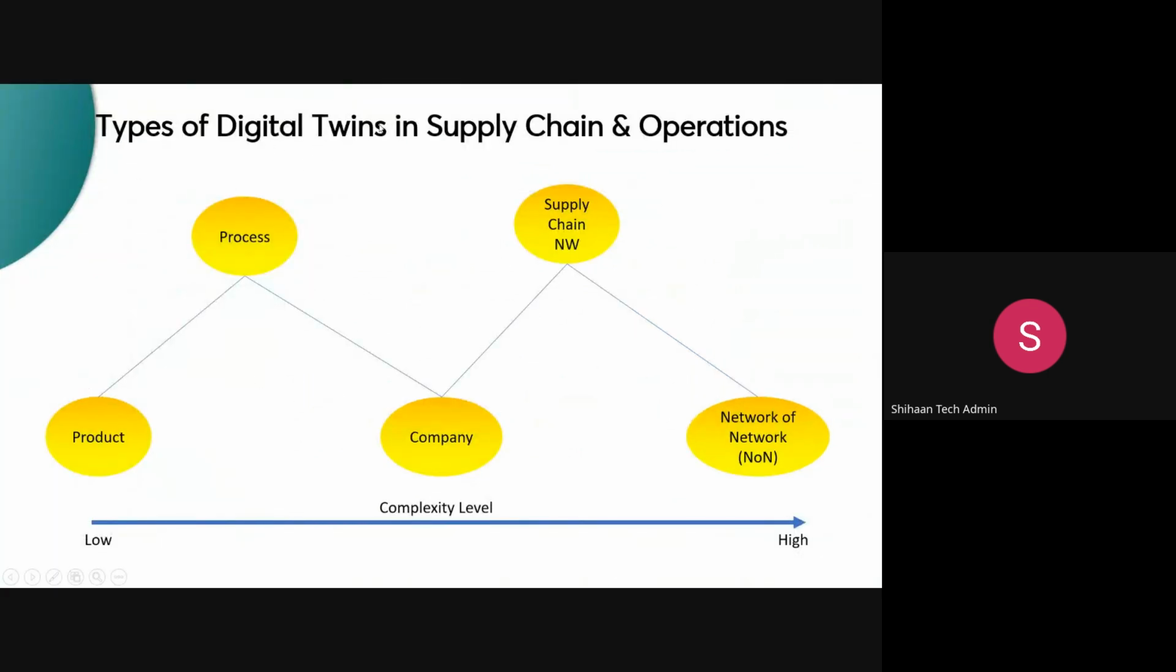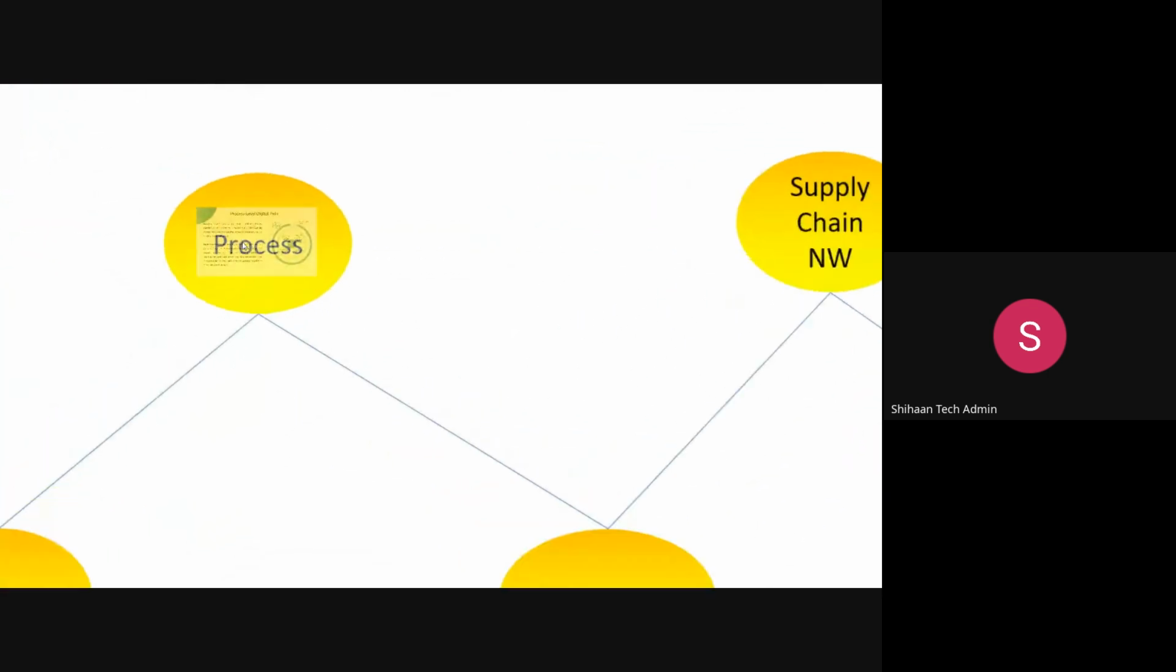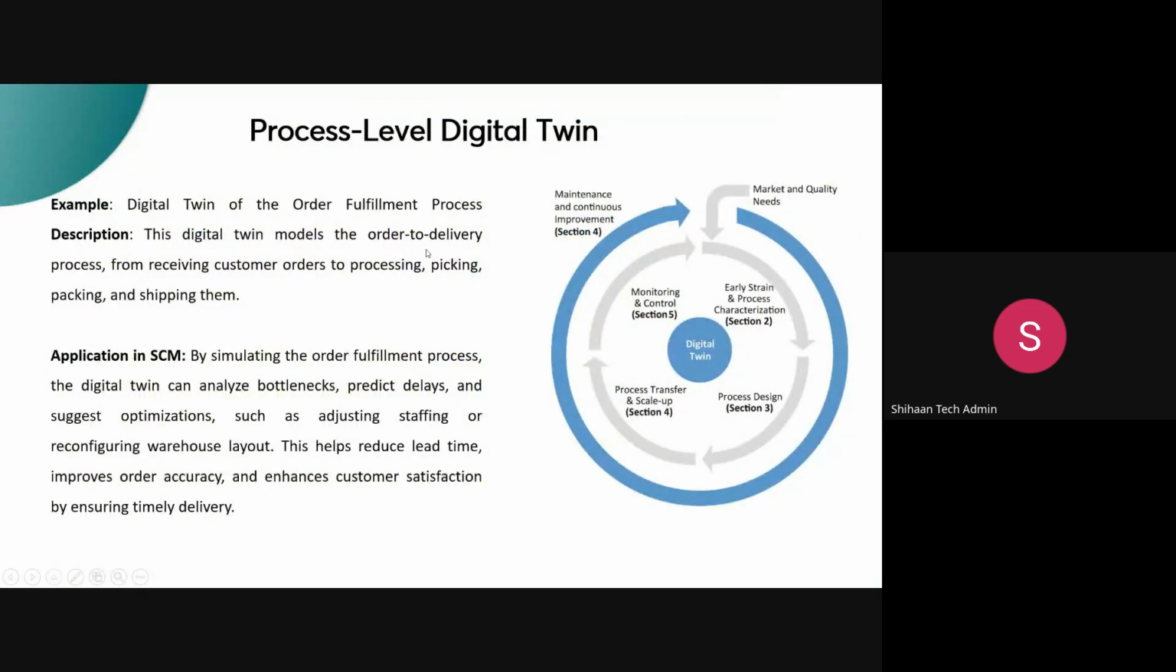Okay, so I was explaining the process level digital twin. Process level digital twin means you are simulating, let's say, an order fulfillment process where you are analyzing the bottlenecks and delays. You are suggesting some optimizations such as adjusting staffing or reconfiguring the warehouse layouts. This helps reduce the lead time, improves order accuracy, and enhances customer satisfaction by ensuring timely delivery. The complexity level is a little bit higher than the product because you are not only dealing with one product but also with the entire process, like a manufacturing process. So it is creating a twin of the entire process.